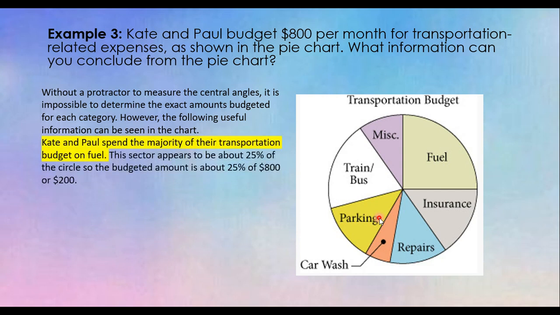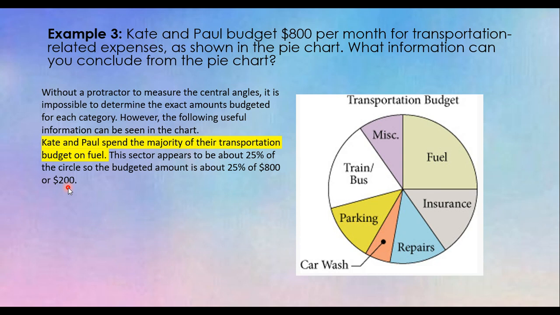For the first thing, they spend a lot of it on fuel. I can see that it's about 25%. So if I did 0.25 times 800, I would get that they spend $200 a month on fuel combined, which maybe she spends 100 and he spends 100. Maybe he has a truck, so he spends 150 and she has a fuel efficient car, so she spends $50 a month or whatever it is. I don't know their situation, but that's something I can conclude from this pie chart.